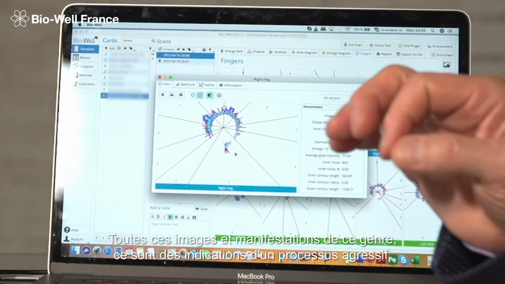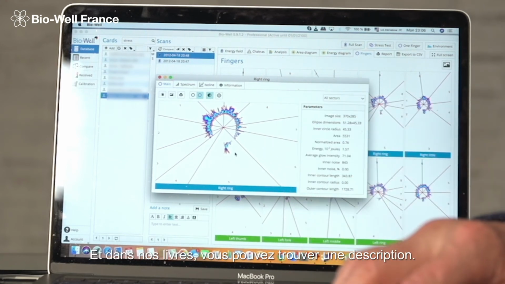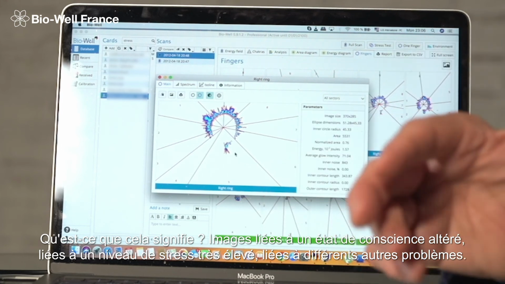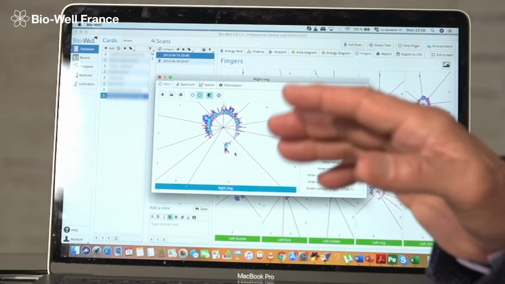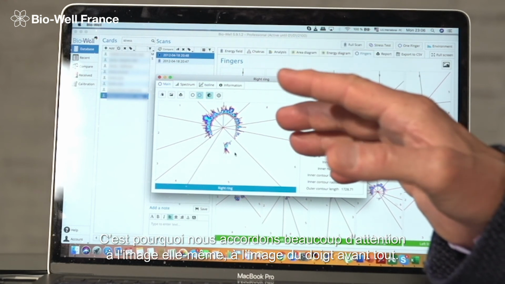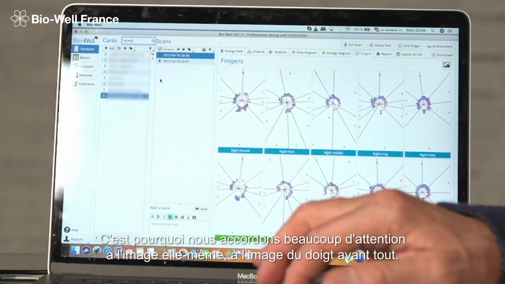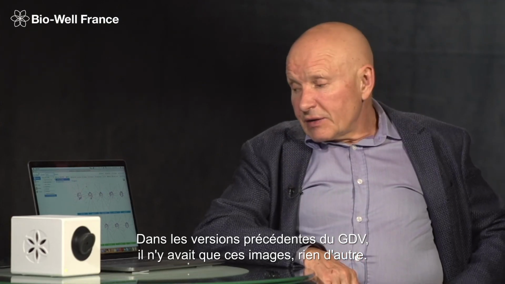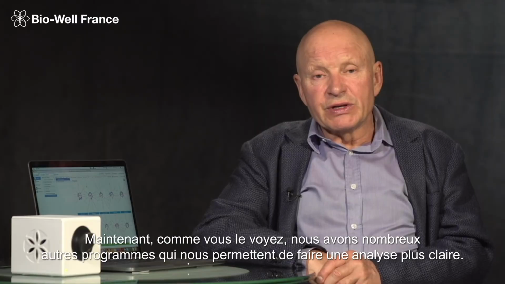Those are indications of some aggressive process. And in our materials, in our books, you can find a description of what it means: images related to altered states of consciousness, related to very high levels of stress, related to different problems. So that's why we pay a lot of attention to the image itself. And for this, we are using those fingers. In previous versions of GDV, of Kirlian photography, they had only images, nothing else. Now, as you see, we have many other programs that allow us to make more detailed analysis.